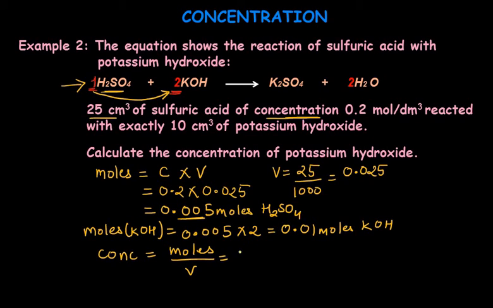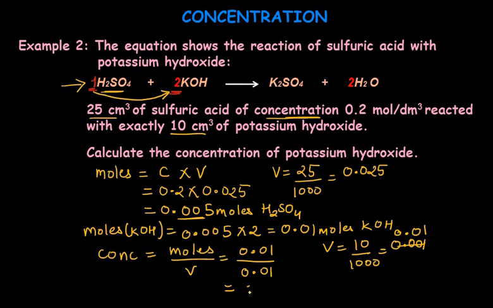So our moles is 0.01 and the volume of potassium hydroxide given is 10 cm cube. So again, if we convert the volume to dm cube, that is divide by 1000, we get the value as 0.01. So if we substitute the value 0.01 in the volume, we get the concentration of 1 mole per dm cube. So the concentration of potassium hydroxide, which we are supposed to calculate, is 1 mole per dm cube.